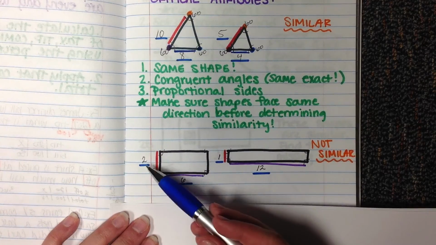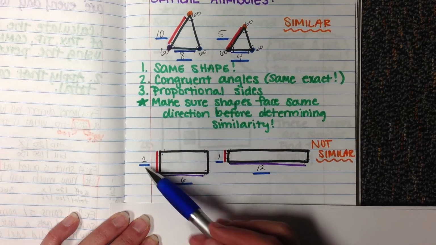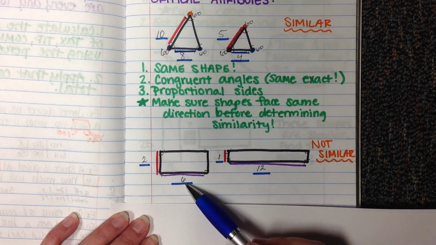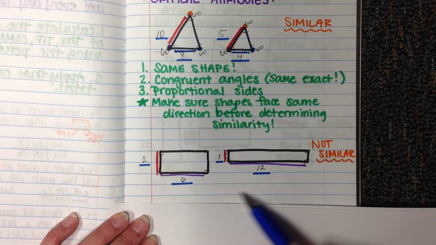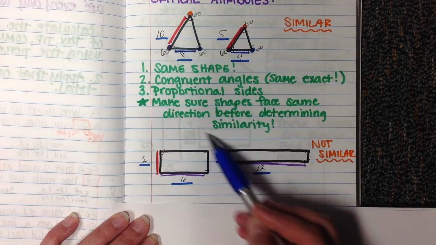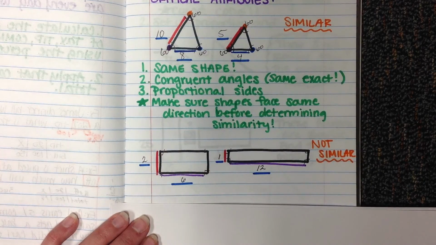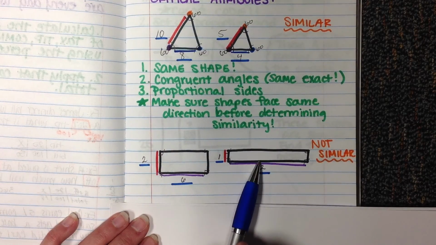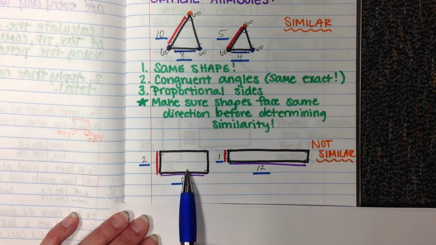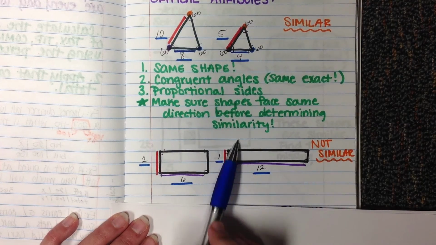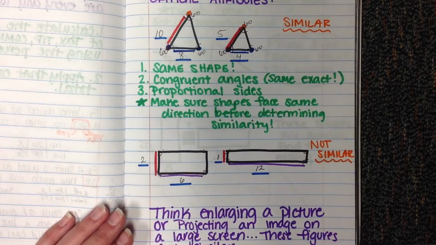If I go from 2 to 1, I'm dividing by 2. If I go from 6 to 12, I'm multiplying by 2. You can't divide one side and multiply the other and call it similar. This is not just a smaller version of this. It's stretched out funny, but it's not the same thing.